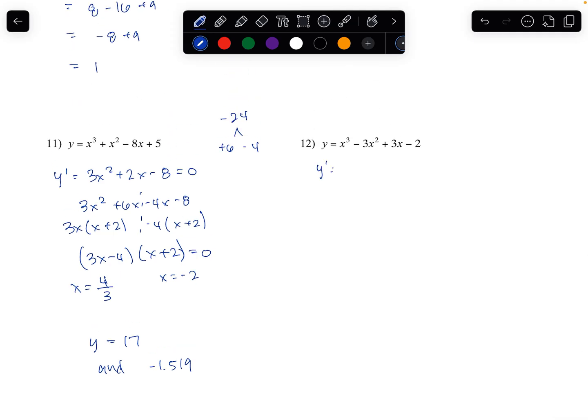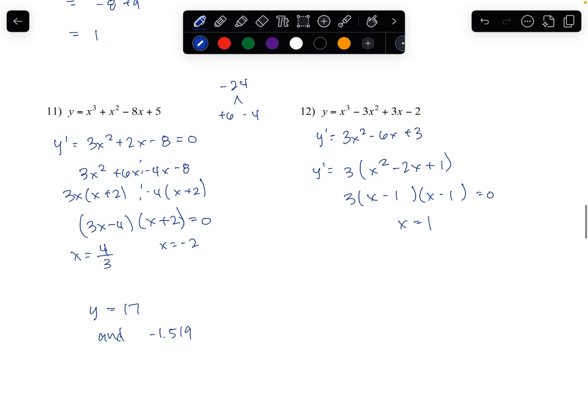And finally, one more. For y prime, that's going to be equal to 3x squared minus 6x plus 3. Oh, I can factor out a 3. So y prime is going to be equal to 3 times x squared minus 2x plus 1. That's factorable into x minus 1 times x minus 1. And so when that's equal to 0, it's only going to be at x equals positive 1. That's not bad. I can plug that in. So y is equal to 1 minus 3 plus 3 minus 2. So 1 minus 2 is equal to negative 1.